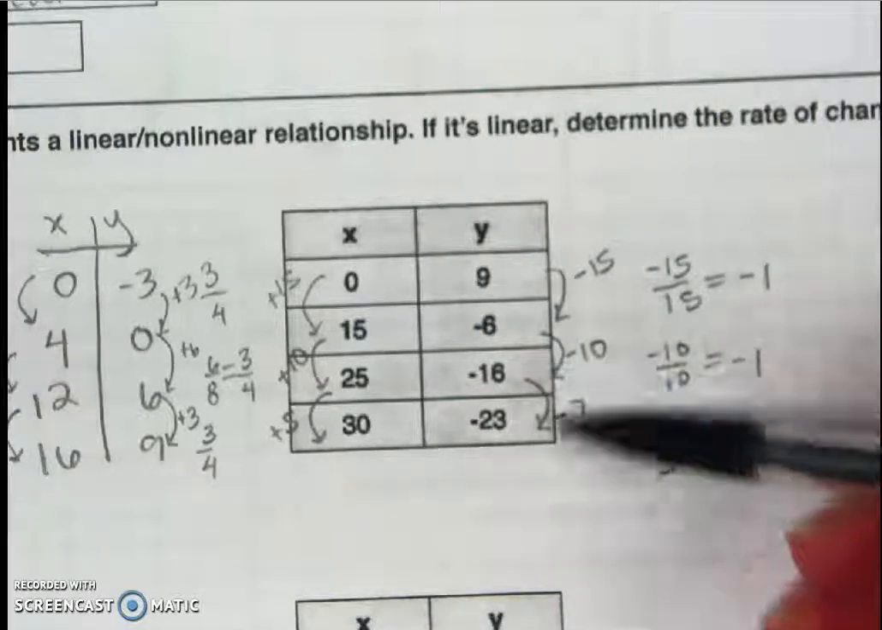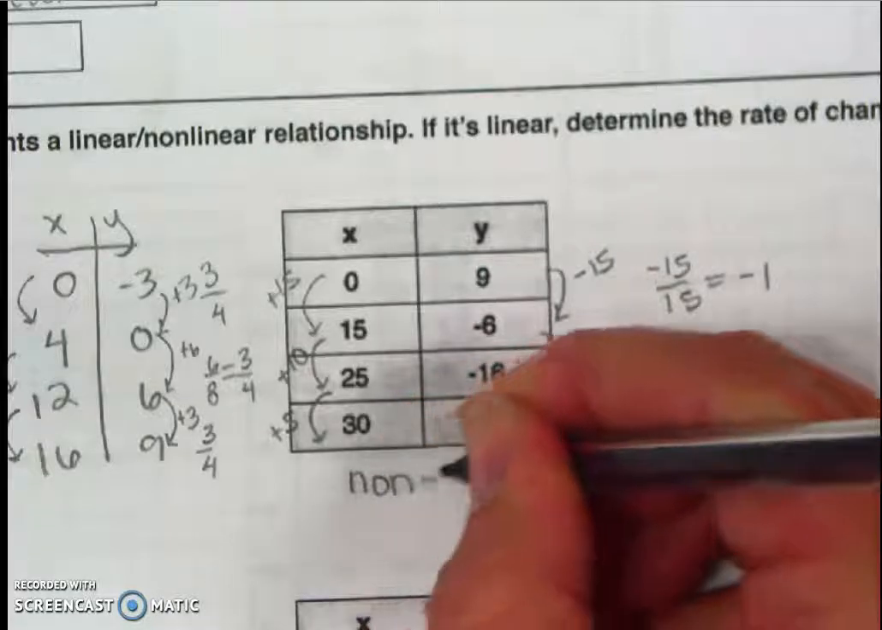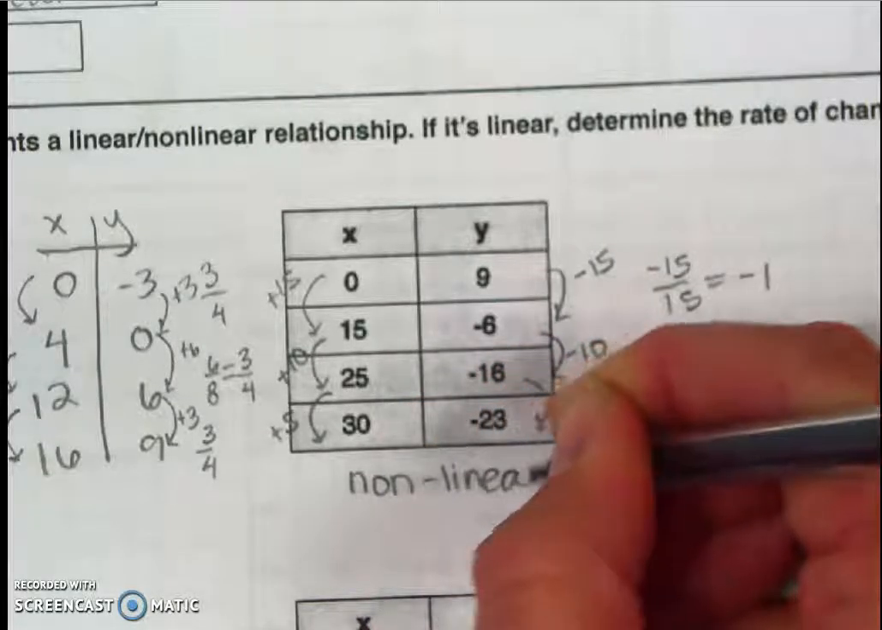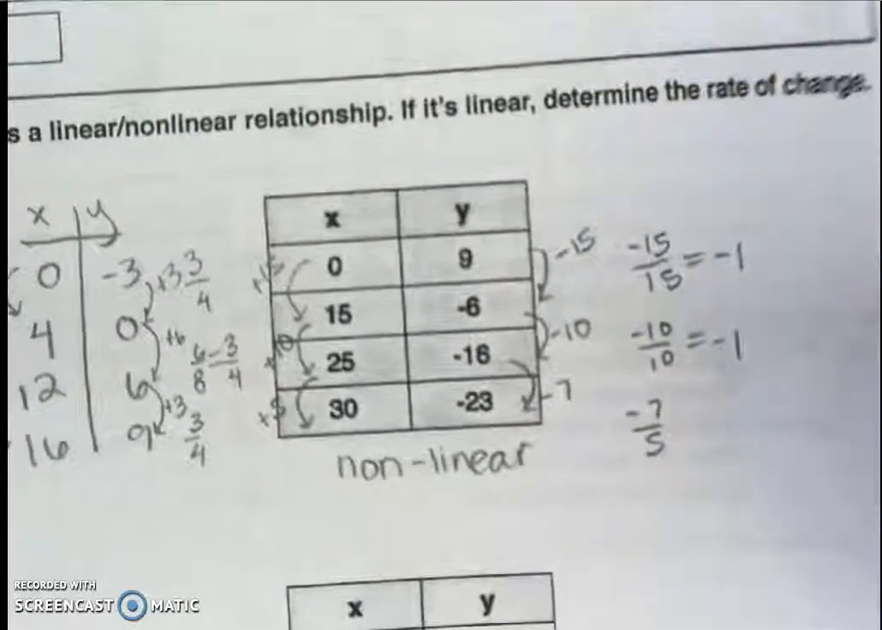And so just with this little part here, that makes this non-linear, because even one that doesn't match with the others makes it not constant. So that one would be non-linear.